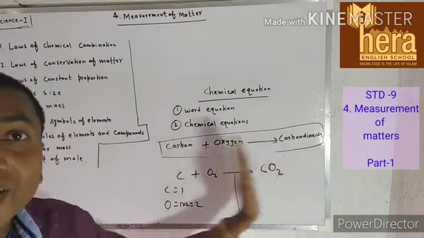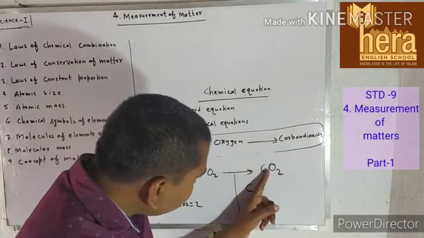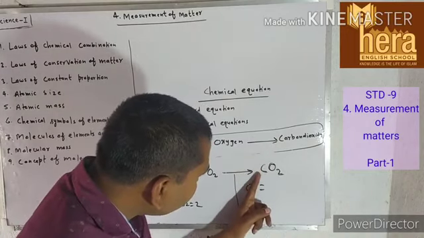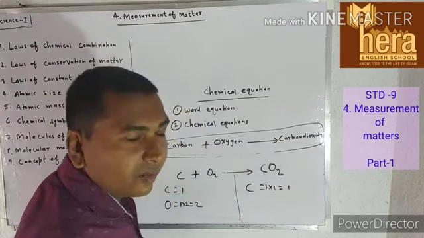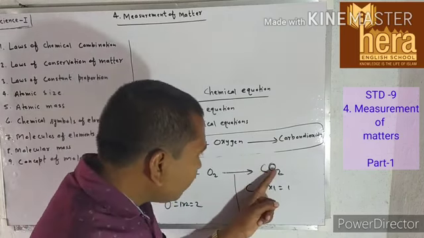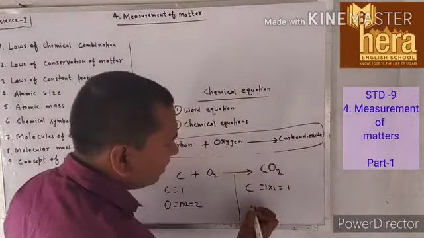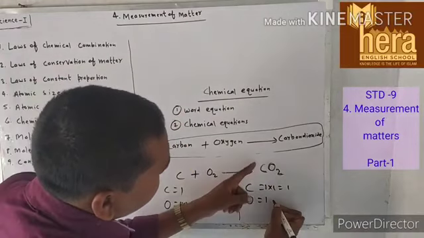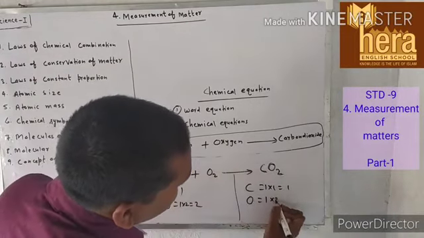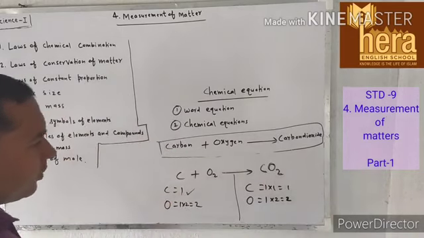Similarly, you have to check in the product side how many carbon are there. See, here is nothing. Here is 1, and here is also 1. 1 into 1, that is 1. Oxygen. Here is 2, but here is 1. 1 into 2, always multiplication. That is 2.